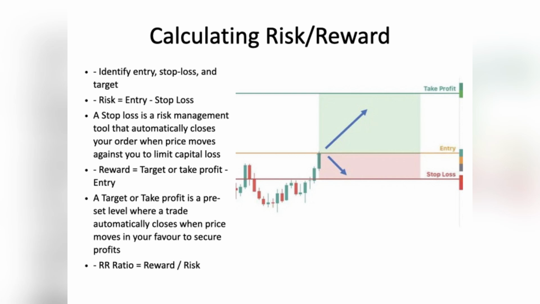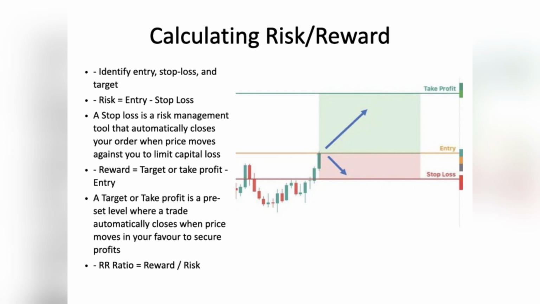Now, how do we calculate it? It's a simple 3-step process that must be done before you enter any trade. Identify your key levels: your entry, your stop loss, which is your predefined exit point to limit capital loss, and your target or take profit, the level where you secure your profits. Do the math: risk equals entry price minus stop loss price, reward equals take profit price minus entry price. Find the ratio: divide the reward by the risk.